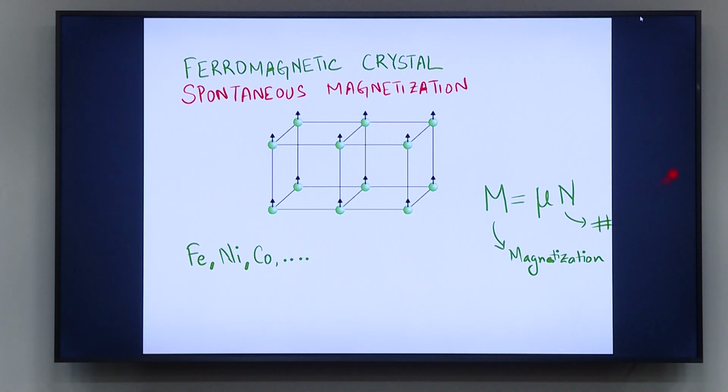Here is the situation on a cubic lattice. These are atoms, each of these atoms has a spin, all of them are aligned in one direction. So it's like the perfect situation. It has large magnetization, highest possible. It could not have been more than this.